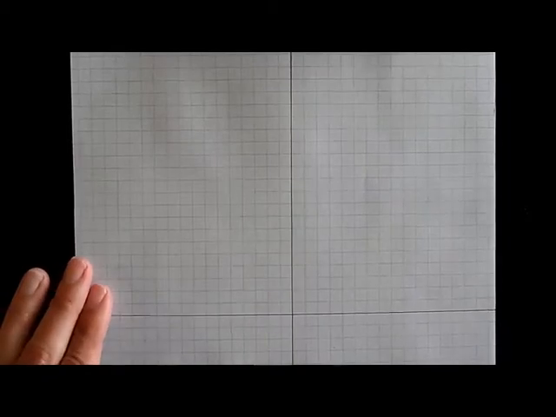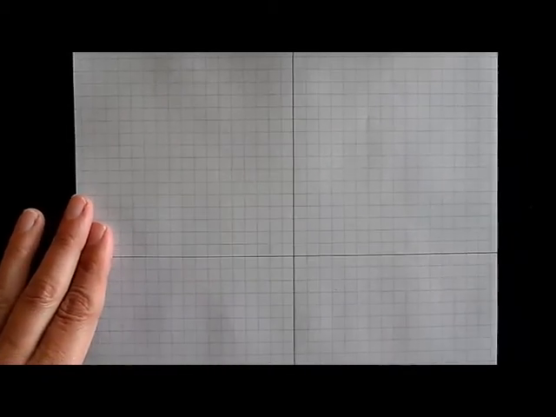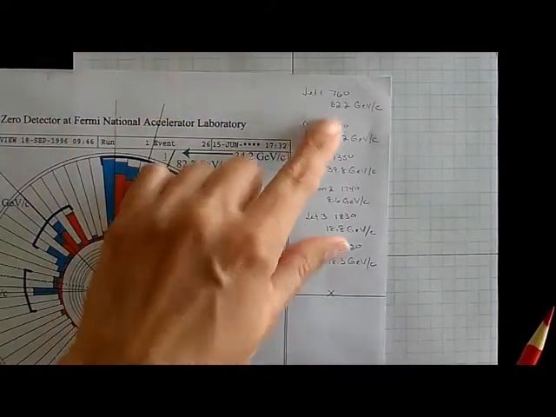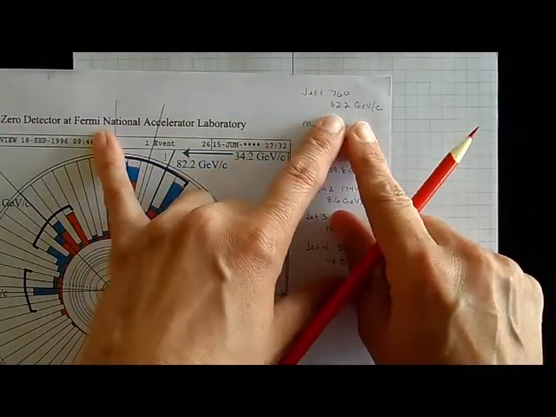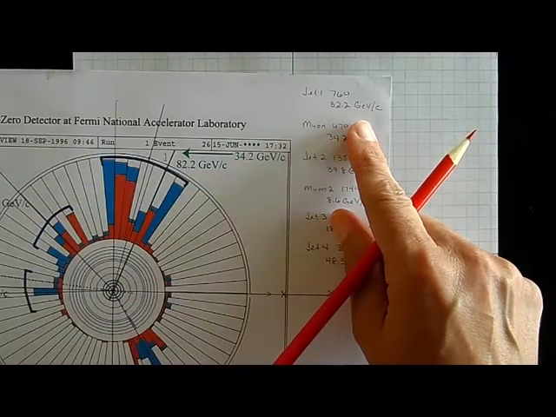That's a little better. So there's our x and there's our y. So we're going to take our first vector. I am also a big fan of color, so I'm going to use colored pencils to keep these all straight. So jet 1. Jet 1 was at an angle of 76 degrees, and it had an energy of 82.2.